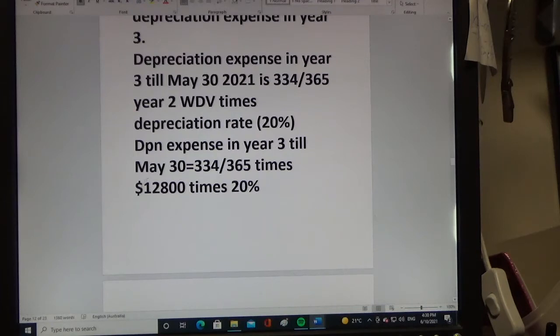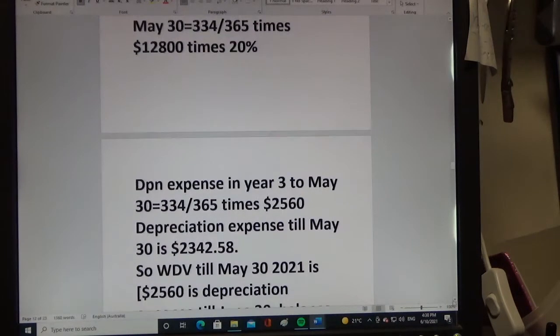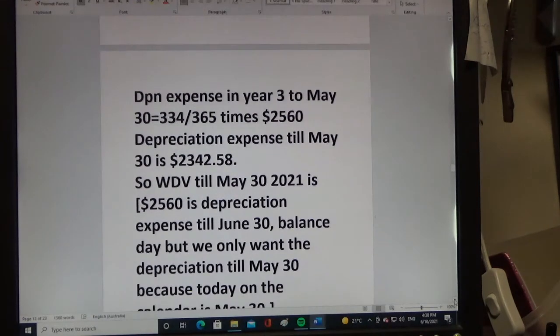So that ratio times the written down value for the previous period times 20% gives us 2,342.58. Yeah, that's right. I know what that figure is.